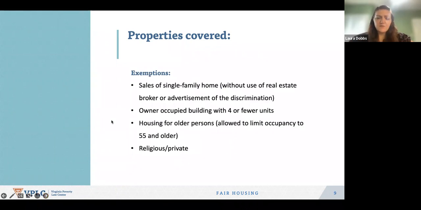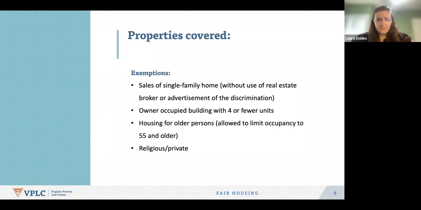And there are a few exemptions that you probably won't come across, but they're just helpful to be aware of. The first is if someone is selling a single family home and they're not using a real estate broker and they're not advertising discrimination. So say Uncle Joe is going to sell his property to his niece. They're not using a real estate broker. He's not listing the house for sale.